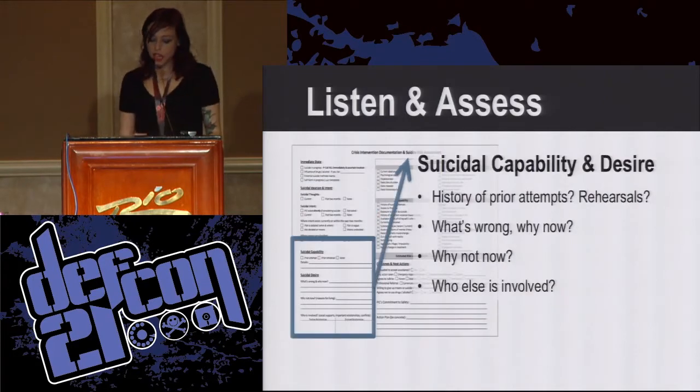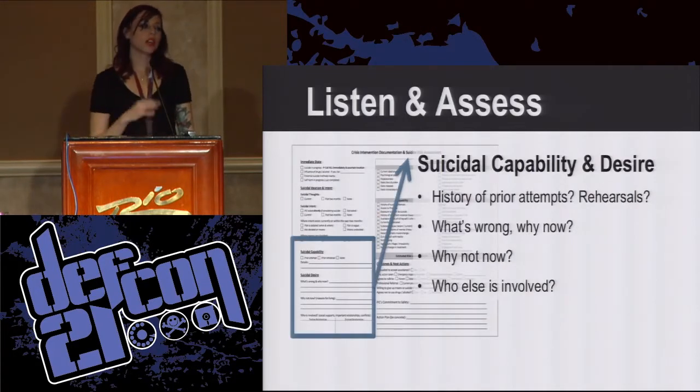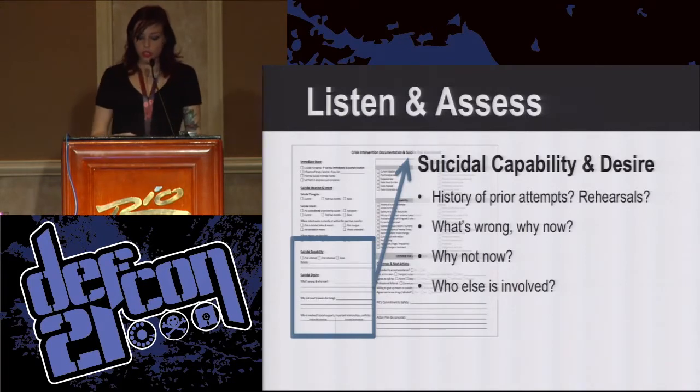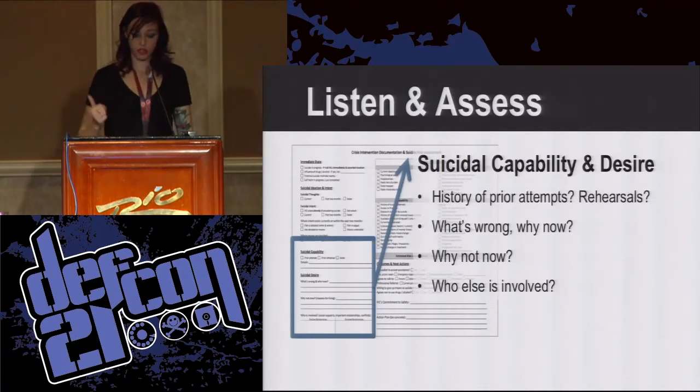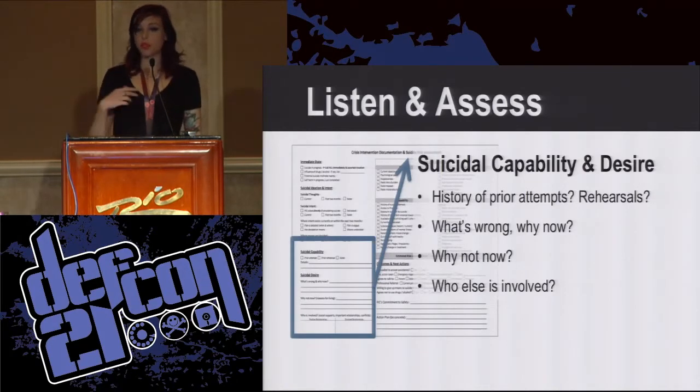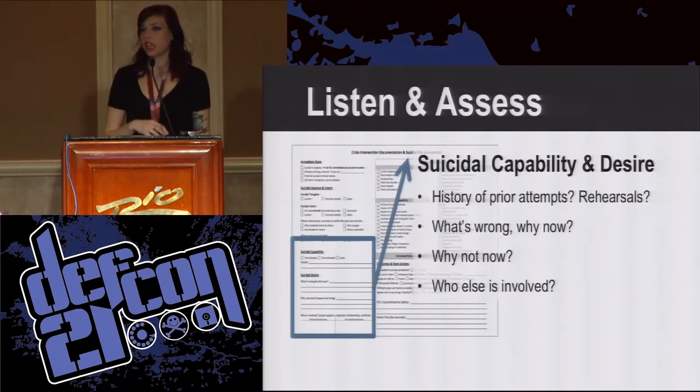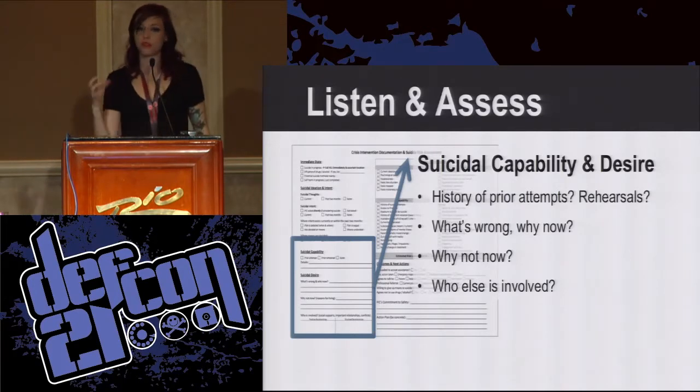So capability and desire is how strongly or how likely you are to actually execute on the plan that you've talked about. So have you made prior attempts? Remember the early graph, that's the strongest indicator of future attempts. Have you made rehearsals, which is not quite an attempt, but where you kind of play with the method.